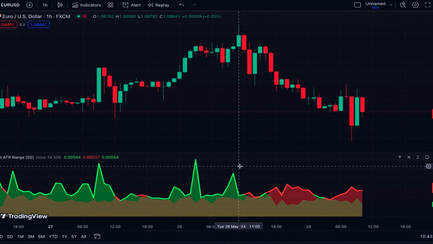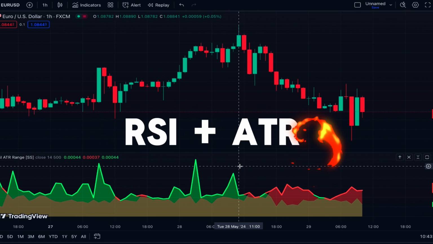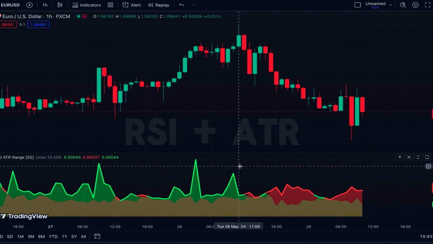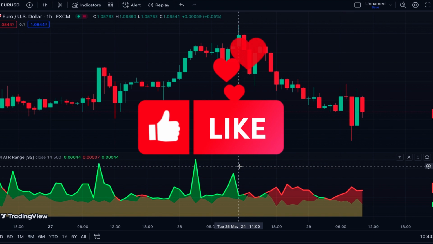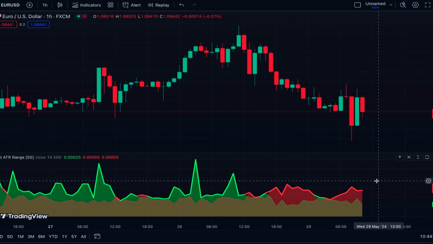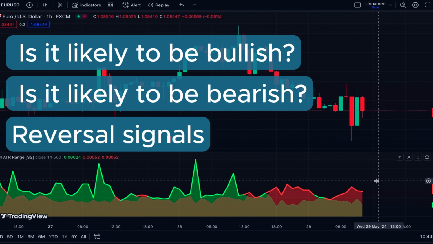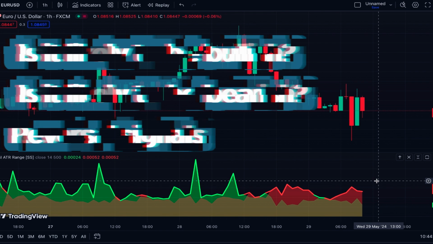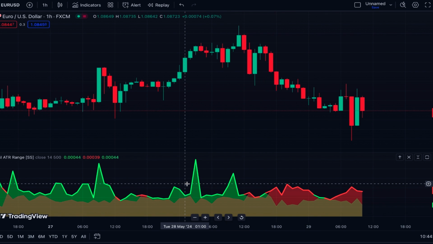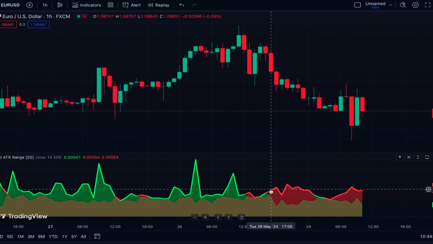As the name of the indicator indicates, it's a mix of RSI and ATR. Actually, it gives you the ATR ranges associated with the current RSI value, and this helps you to view RSI in a different way. Instead of overbought or oversold, it helps you to know if the market is likely to be bullish or bearish, and it also gives you reversal signals. Bull ranges are displayed in green color and bear ranges are displayed in red color.